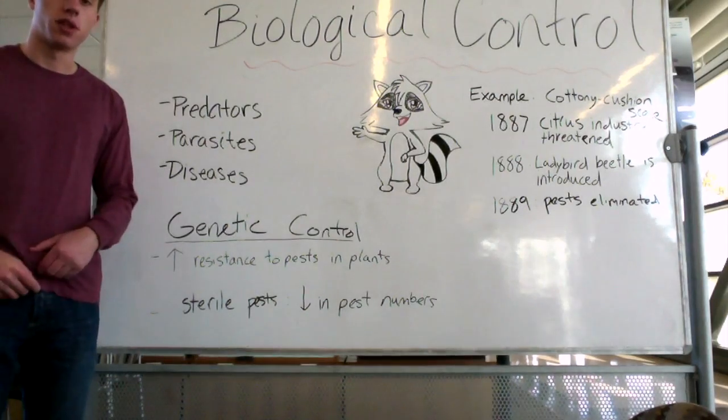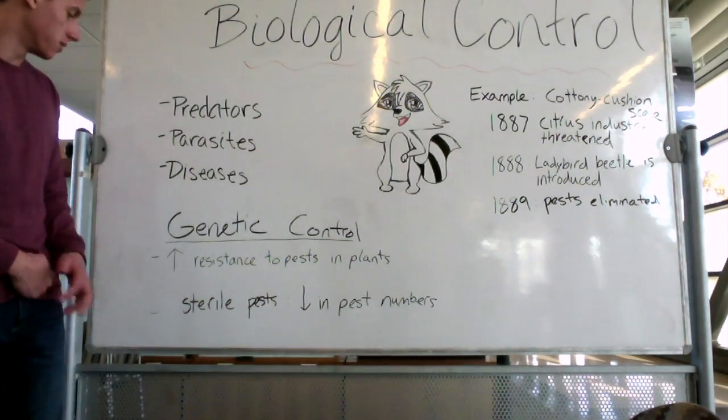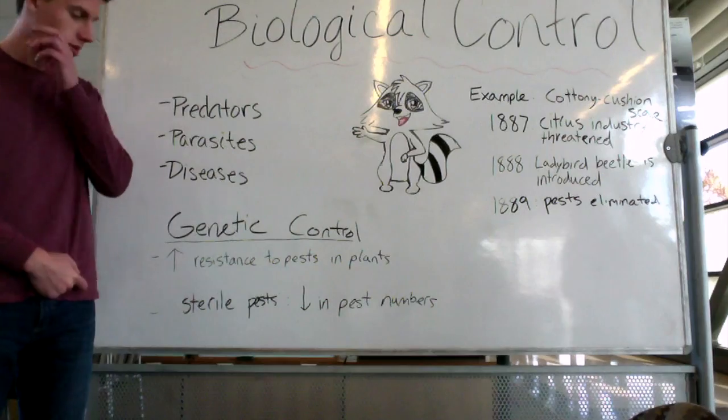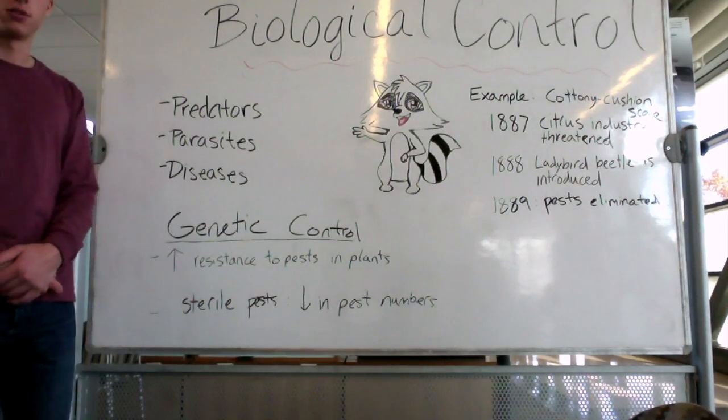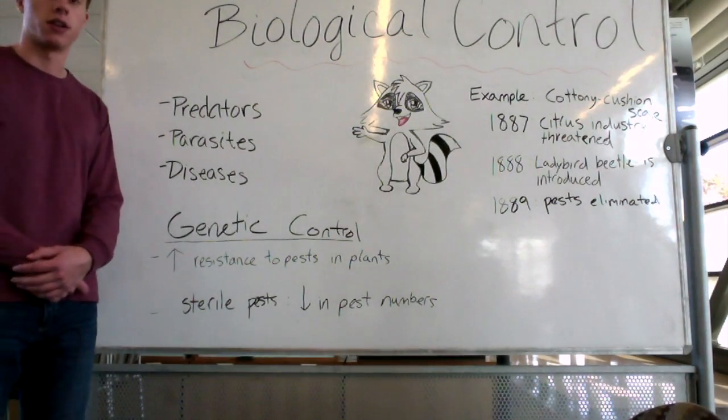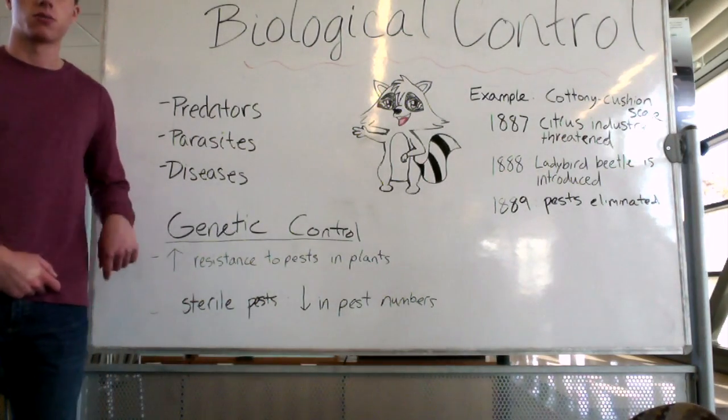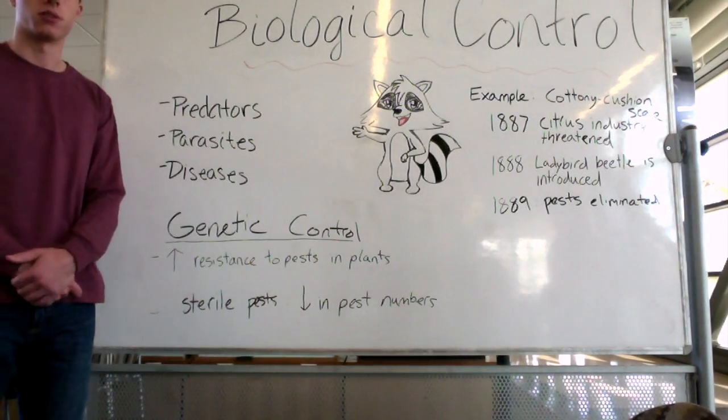Another important method of pest control that falls under biological control is genetic control. In genetic control, plants can be genetically manipulated to become more resistant to the pests, or pests can be altered to become sterile, which leads to a decline in their numbers. And now Chase will be talking to you about pesticide suppression.